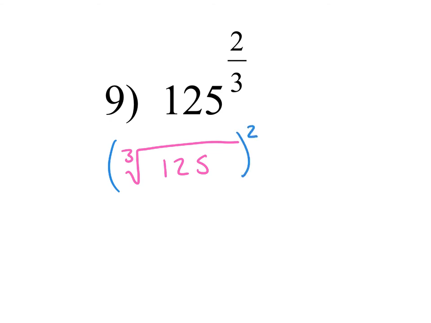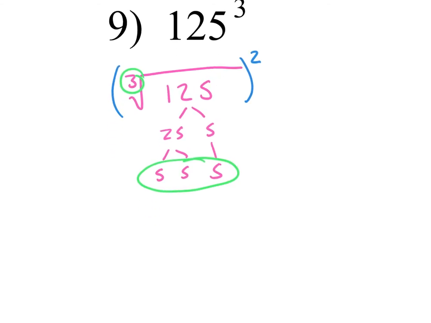So let's find the 3rd root of 125. What are 2 factors of 125? 25 and 5. What are 2 factors of 25? 5 and 5. And I'm circling groups of what? Groups of 3. So I have 3 5s. So what comes to the outside? A 5. Does anything stay on the inside? No. 5 squared, because we still have that squared from before. So 5 squared is 5 times 5, which is 25.